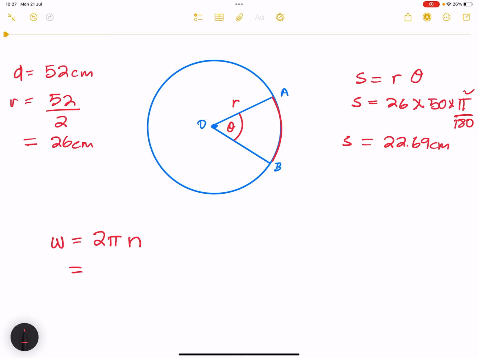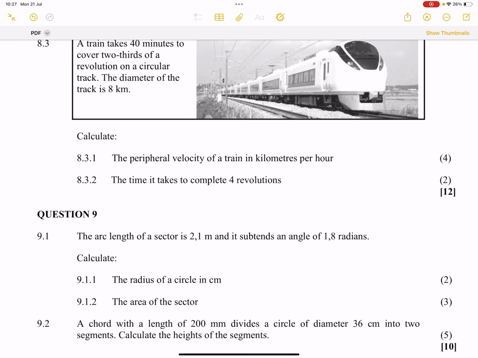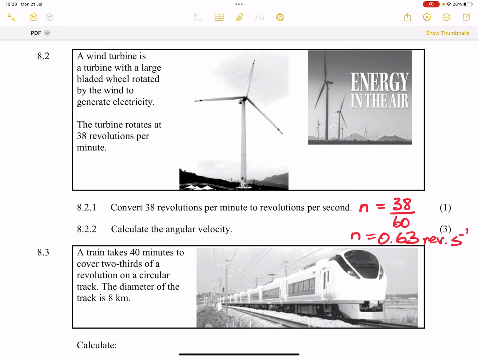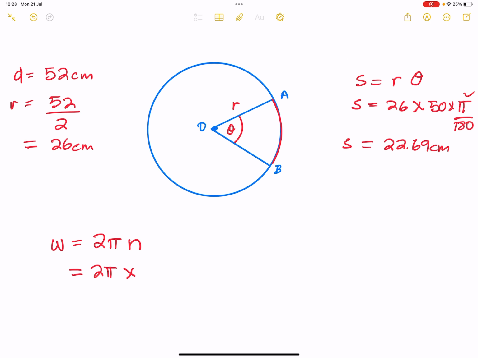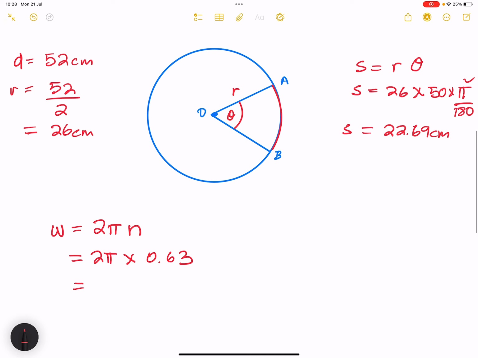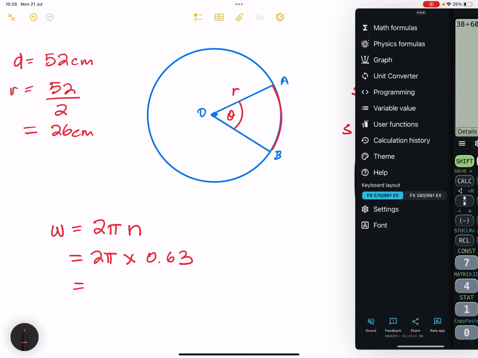So we said this is 2 pi multiplied by the value we've already found, the number of revolutions per second. We said that's 0.63. So that's 2 pi multiplied by 0.63. These are in radians.